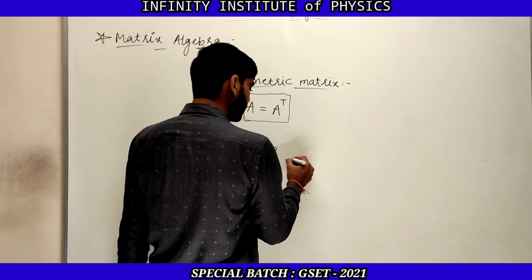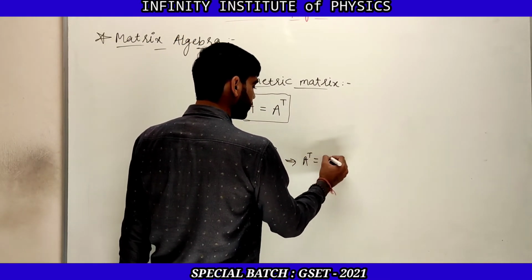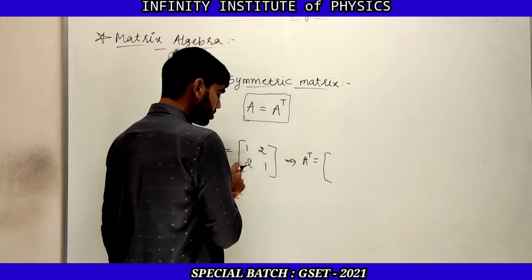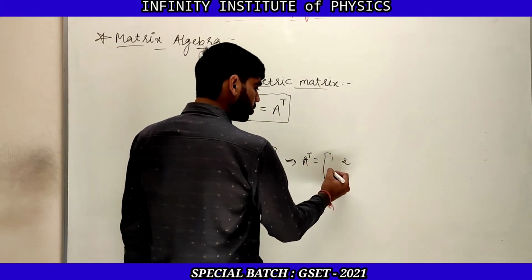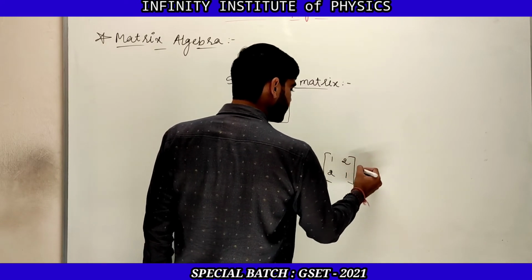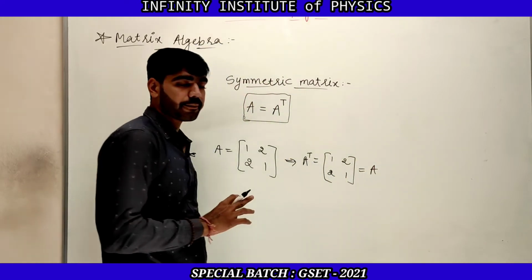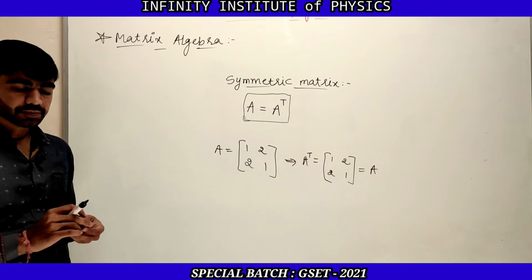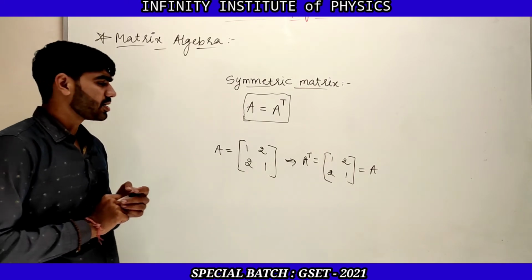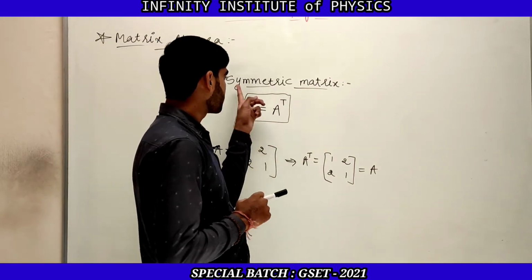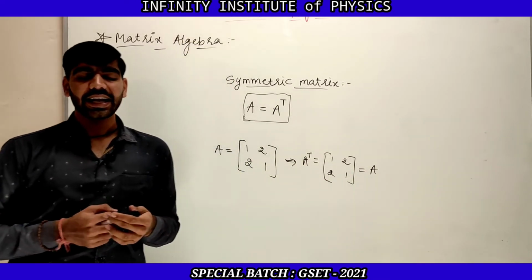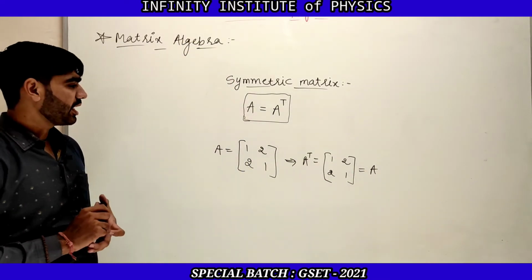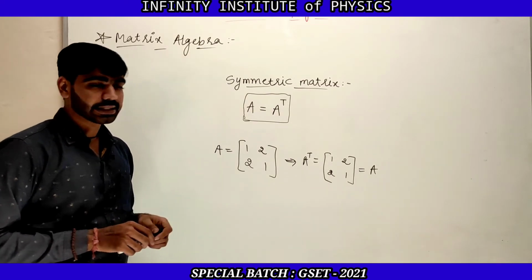So let us find the transpose of this matrix. Let us write the first column as the first row. So it is 1 2 and 2 1, and this is nothing but matrix A. So this is a symmetric matrix, because for it A transpose is A itself. That's why it is said to be a symmetric matrix.